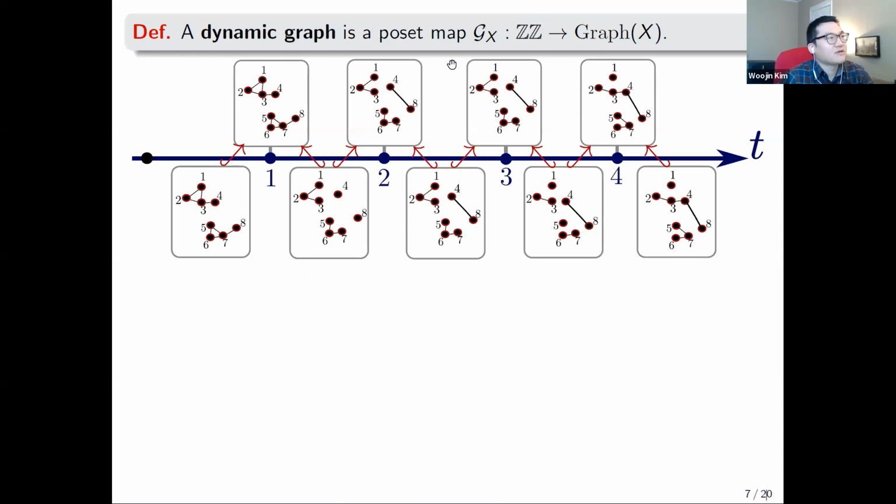Now, a dynamic graph will be nothing but a poset map from the zigzag poset to graph of X. So here is a picture. For example, the graph assigned to the open interval 3, 4 is contained in the graphs sitting at 3 and 4. So we have this inclusion.